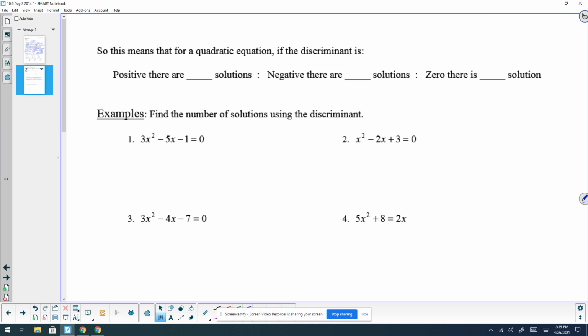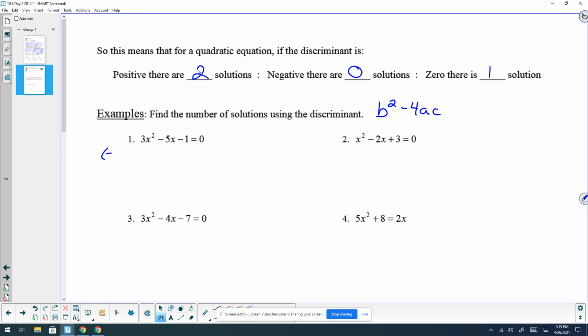So that means that for a quadratic equation, if the discriminant is positive, there are two solutions. If it's negative, there's 0 solutions. And if it's 0, then there's one solution. So what it wants us to do now is to find the number of solutions using the discriminant. So I'm just going to use b squared minus 4ac.